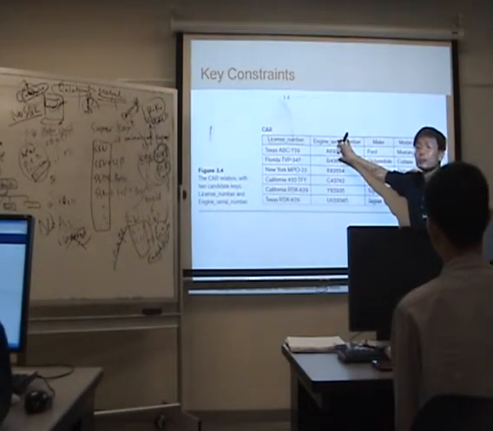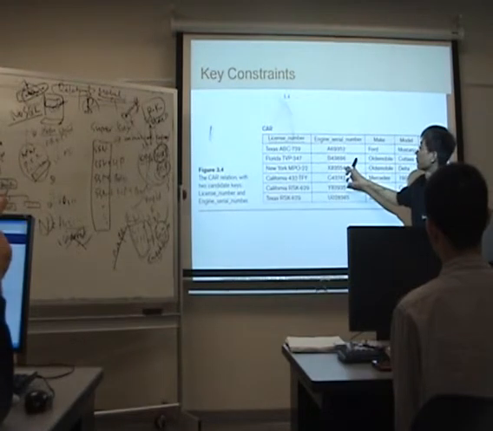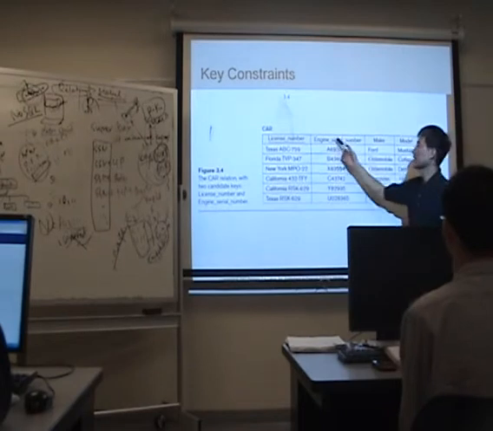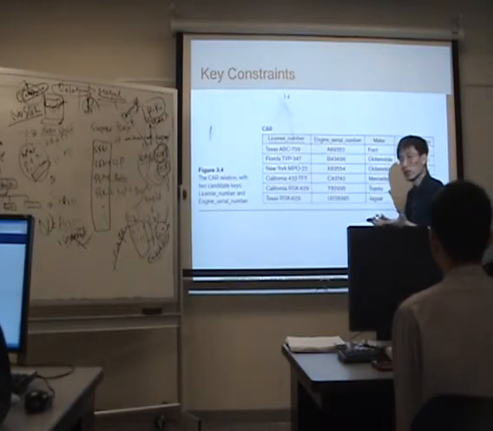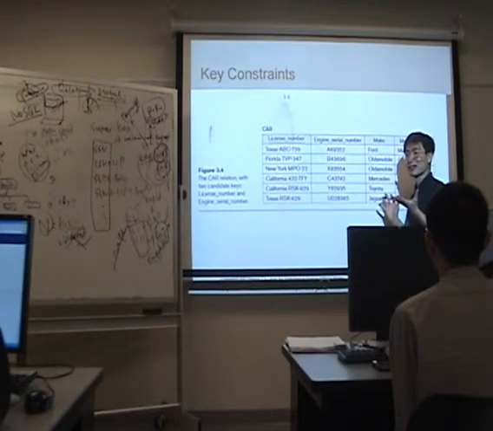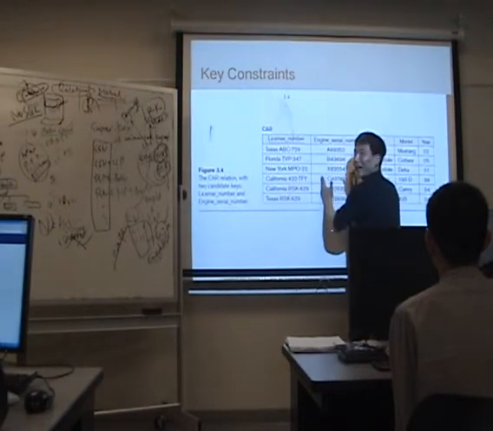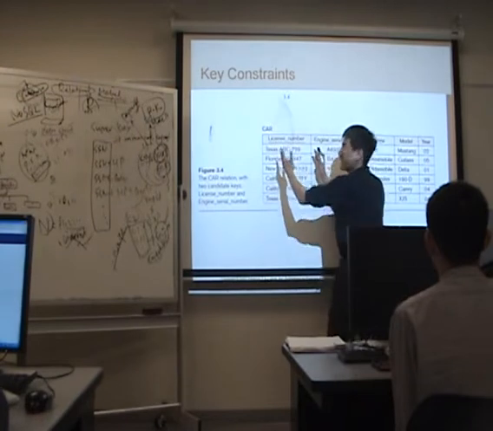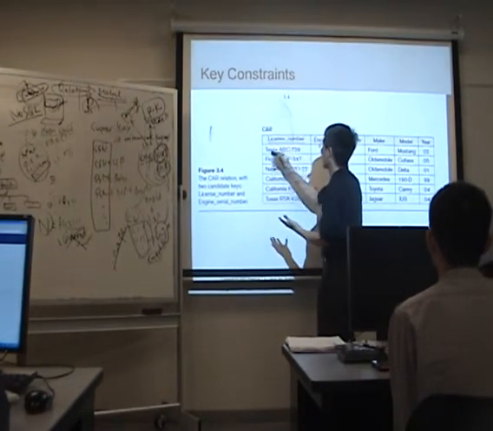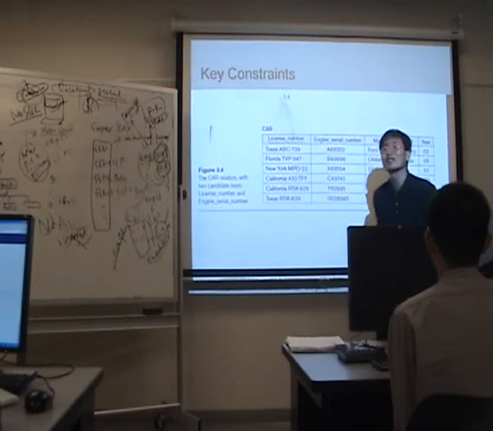So here our focus is on the owner of the car. But if this car relation is for the manufacturer database, then you will focus on the engine. But this is for sales or the DMV. DMV likes to know the license number rather than engine number.